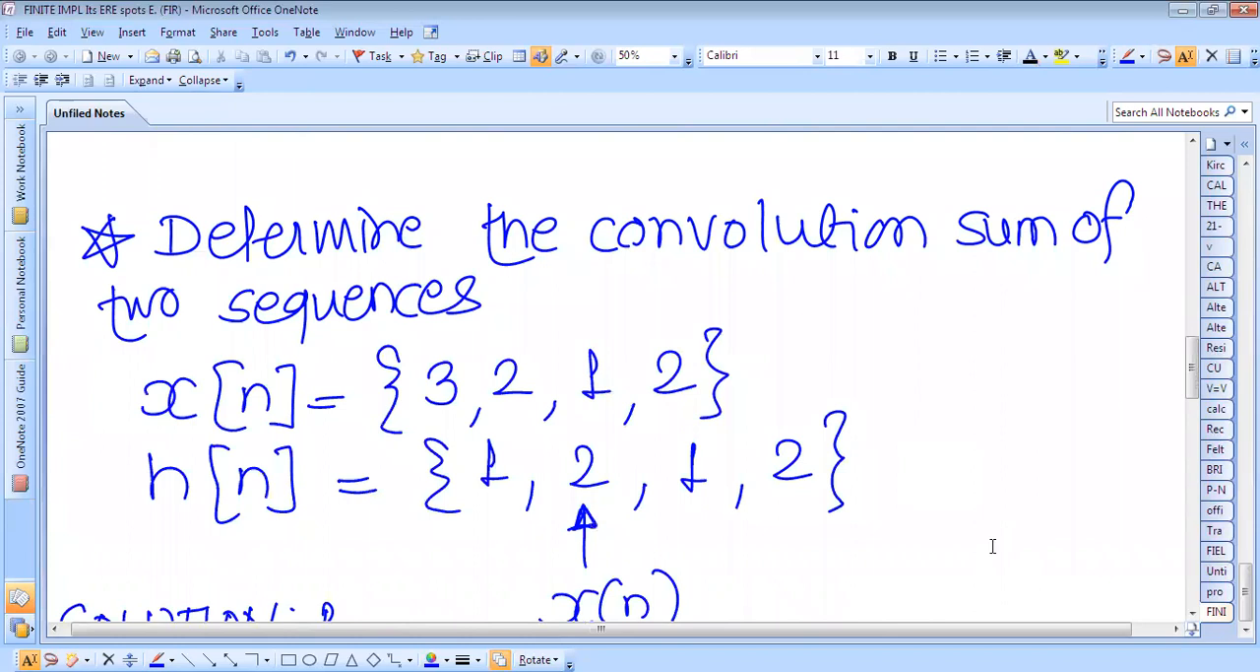Now we'll discuss one example: determine the convolution sum of the two sequences. x of n is given as 3, 2, 1, 2, and the impulse response is given as 1, 2, 0, 1. The arrow indicates that this response is at n equal to 0.